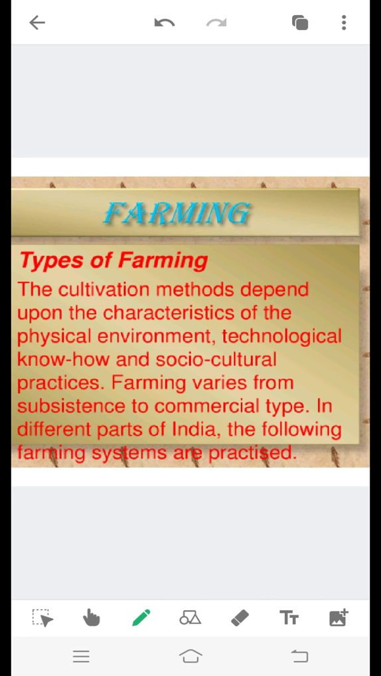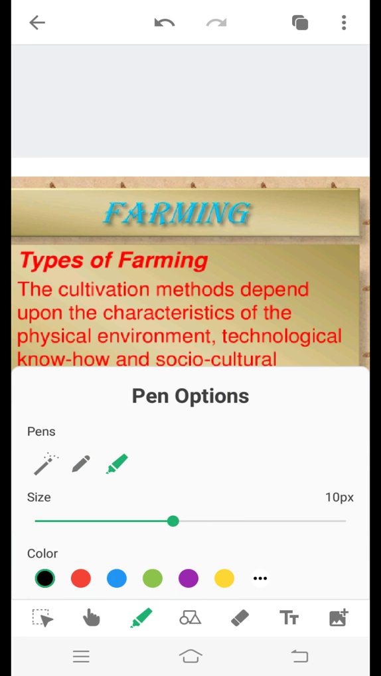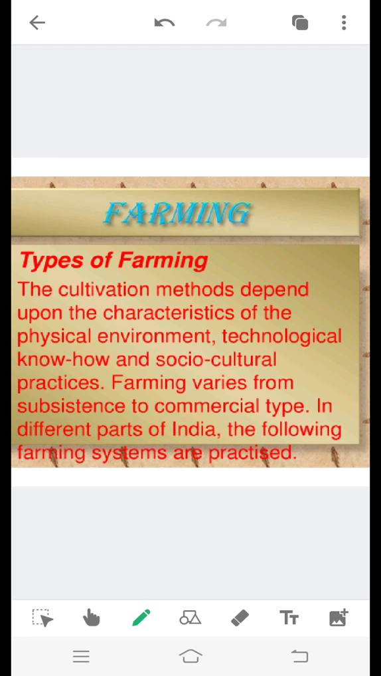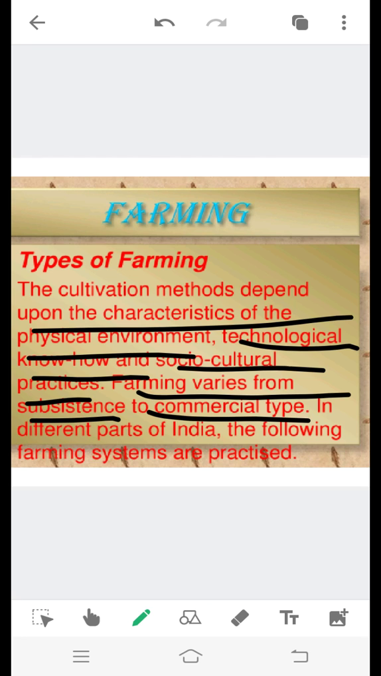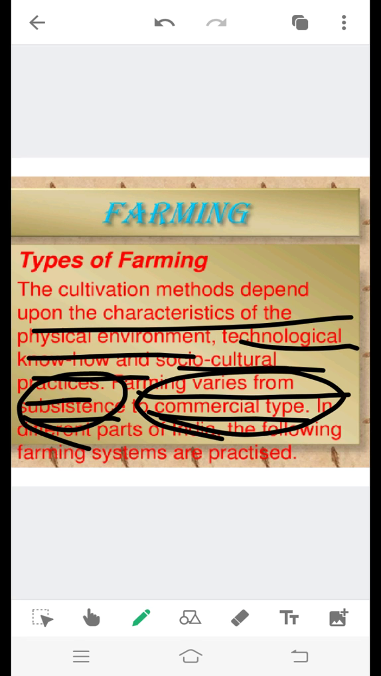What do you mean by types of farming? There are majorly 3 types of farming that we cultivate in India. The cultivation methods depend upon the characteristics of the physical environment, technological know-how and socio-cultural practices. We are very much aware that different crops require different types of soil, climate and topography. So, the 3 major types of farming vary from subsistence to commercial type.